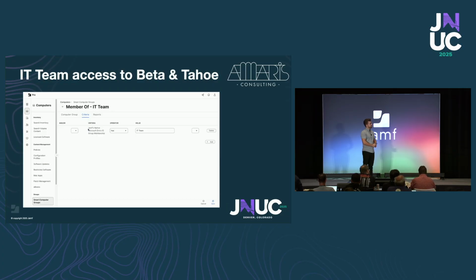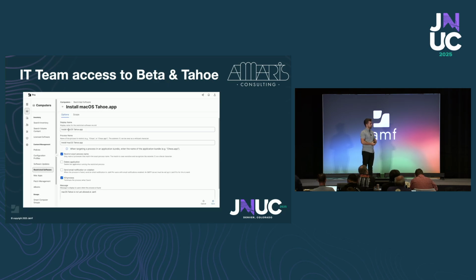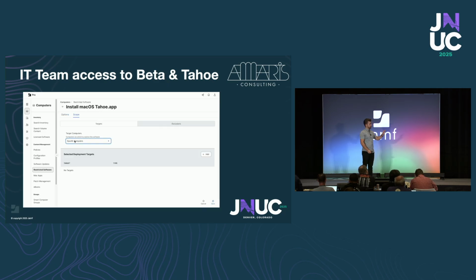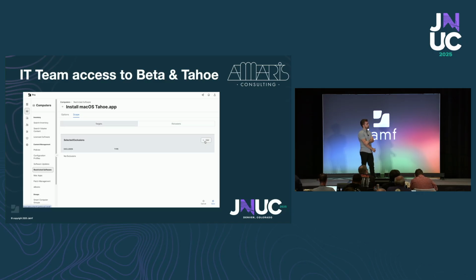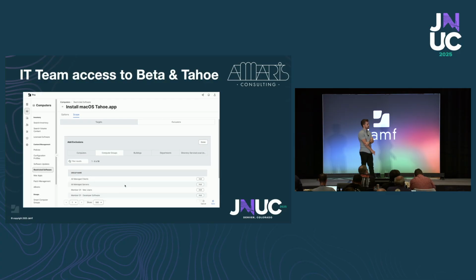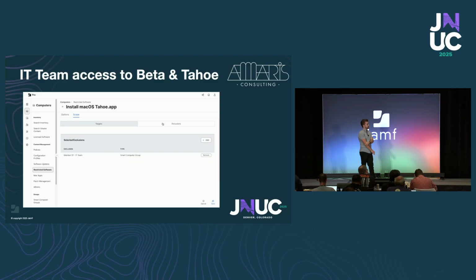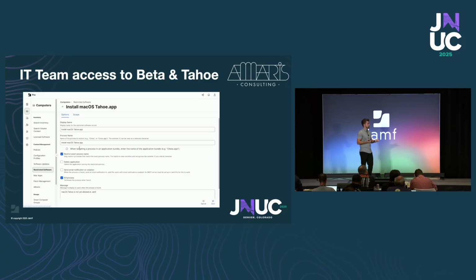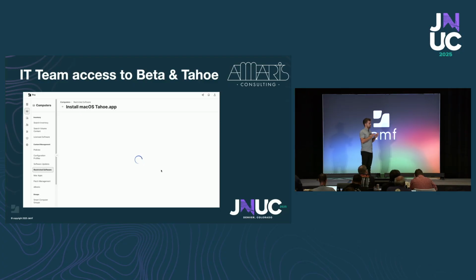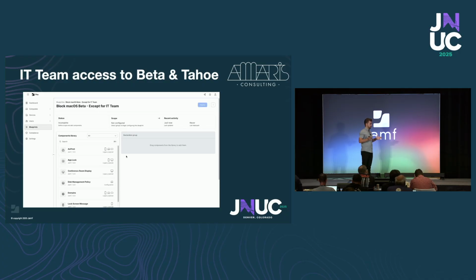Final example is if I wanted just the IT team, people that are in the IT team Entra ID group, to be able to access the Tahoe, for example, and also beta macOS update. So I've got a restricted software here that blocks install macOS Tahoe. I'm doing it here just to show that we can use exclusions. So I'm putting it to all computers, and then I'm putting in the exclusion my member of IT team so that they're excluded. But I could have also done the reverse and just scope it directly to not member of IT team. Either way works.